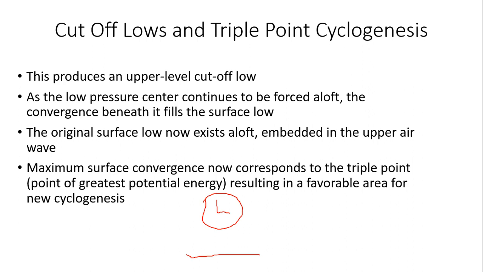Maximum surface convergence now corresponds to the triple point of greatest potential energy, resulting in a favorable area for new cyclogenesis. I hit on what the triple point was in the last training video, but if I were to draw it out, okay, the triple point, this is a warm front here, this would be an occluded front here, and I apologize for the colors because they're not exactly in line with what the colors would be, but I'm just showing the symbology on this particular example. These are going to be the wedges.